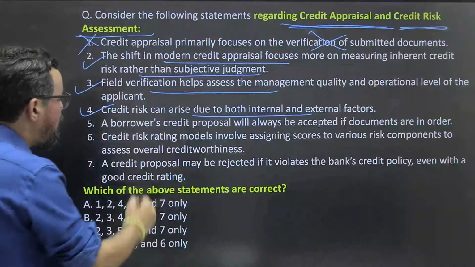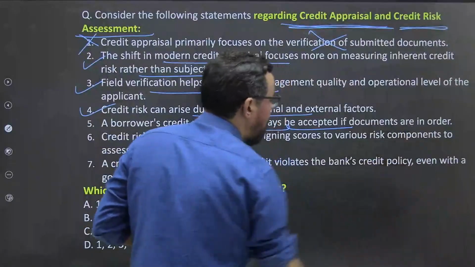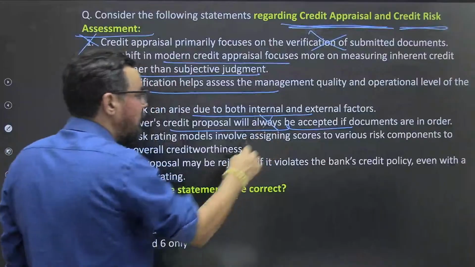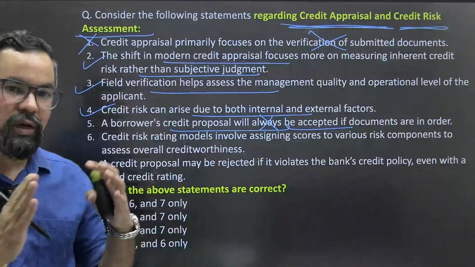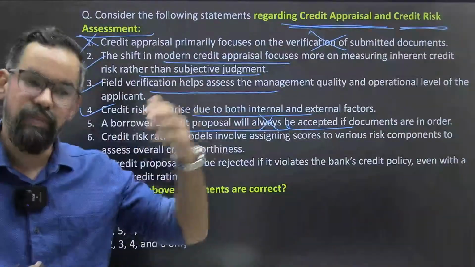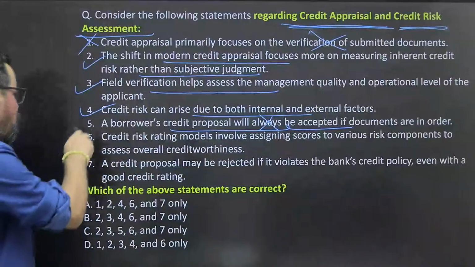Next one, a borrower credit proposal will always be accepted if documents are in order. It is not, there is nothing called always, ठीक है. So it is not only based on the documentation things and all, it also depends on the business risk or the category risk and all, ठीक है. So I'll not go for this one.